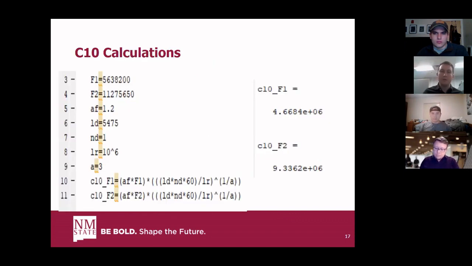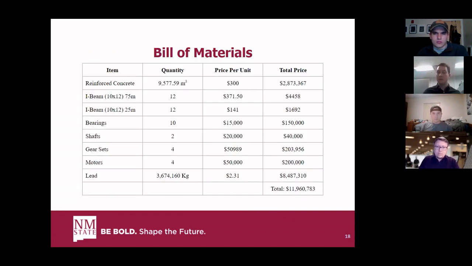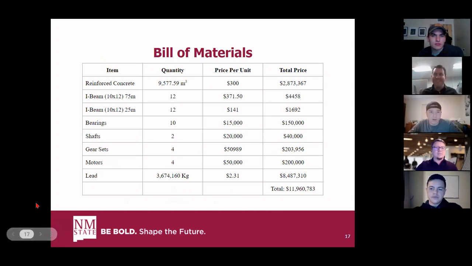Now moving on to Daniel's section. Oh, to Xavier's section, right? Thank you, Addison. My name is Xavier Graham, and I'll be going over the bill of materials.